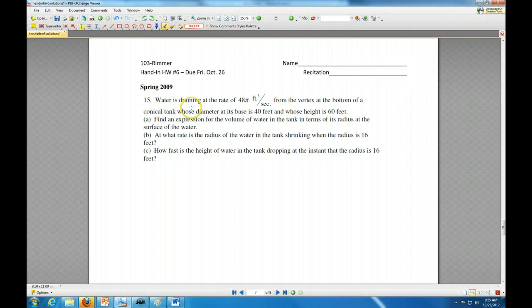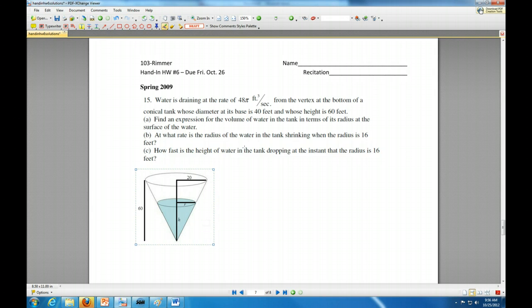This is a related rates problem. We have water draining at a rate of 48 pi cubic feet every second from the vertex at the bottom of a conical tank. It's a cone, and the vertex is at the bottom. That's the point of the tank. It's an inverted cone, like the picture we have here.